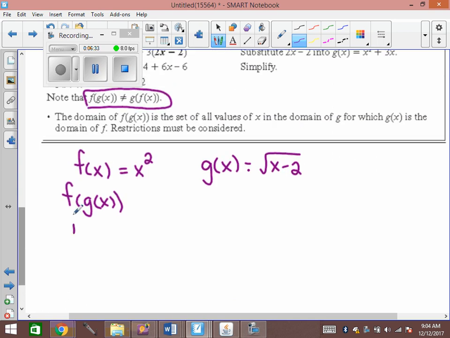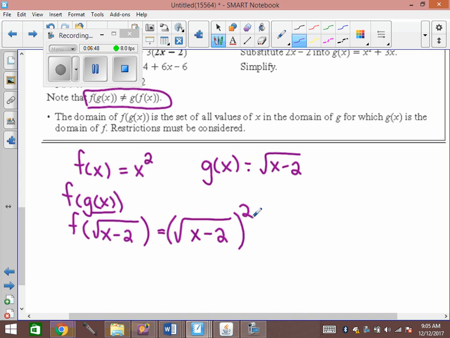So it would be f of g of x. G of x is the square root of x minus 2. We agree, right? So I'm inputting that into here. Now that means I'm going to put that in for the x. So I get square root of x minus 2, squared, right? The square root goes away, and I'm left with x minus 2. What's the domain of x minus 2? It's just a line, so it's just x is a real number, right?